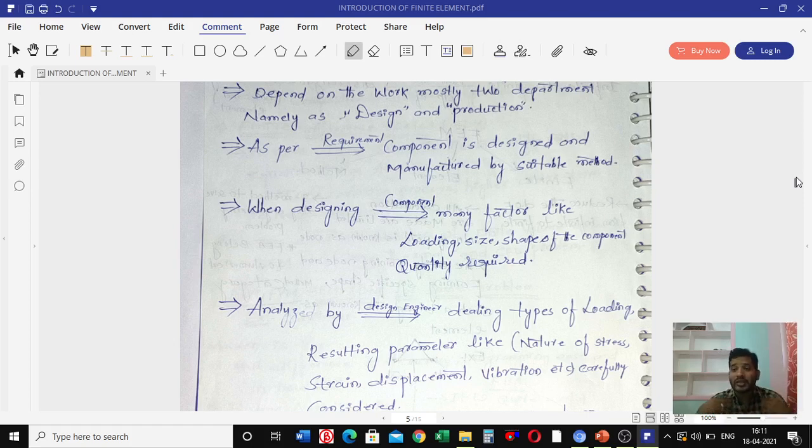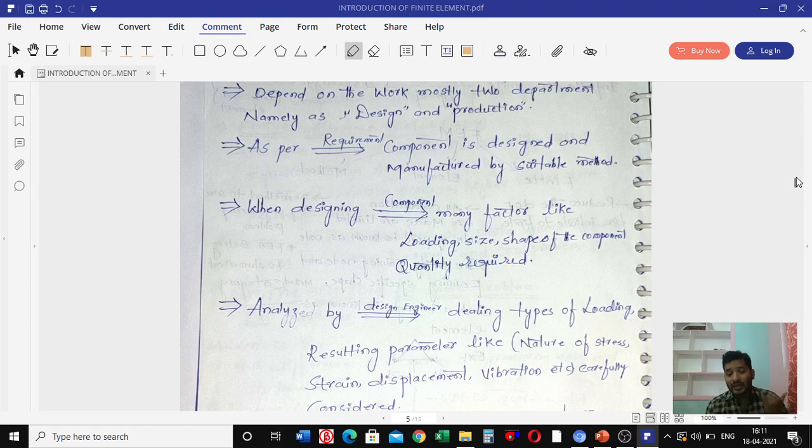If the customer is satisfied with your product, then he will purchase your product. If the customer purchases your product, then the demand for your product keeps increasing. The design engineer also has to know how much quantity of the product we need to manufacture as per the requirement of the customer.